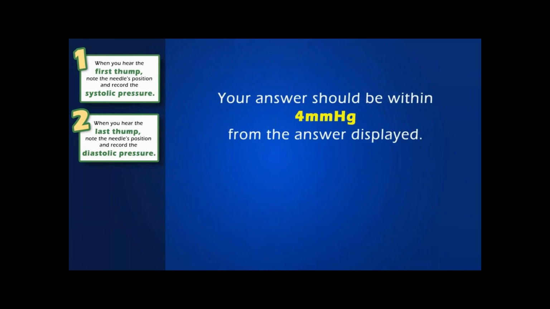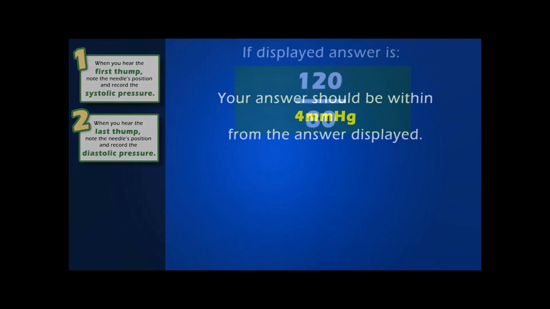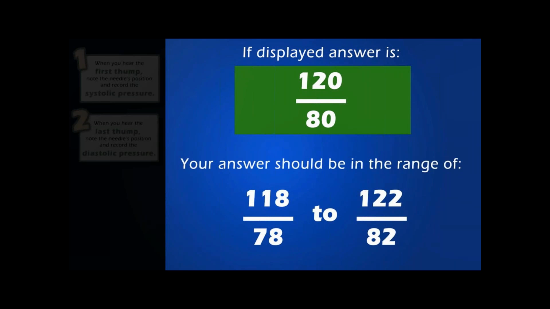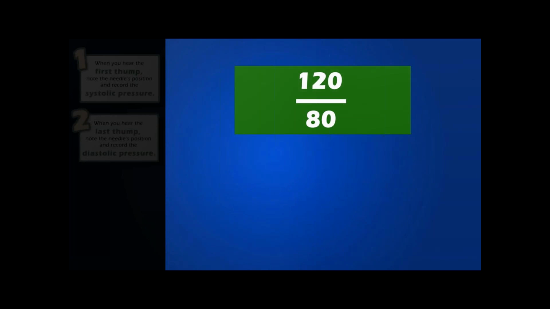Let's practice applying these two steps. Please note that your answer may be slightly different from what's displayed, but that's okay. As long as your answer is within 4 millimeters of mercury, your answers are still considered accurate. For example, if the displayed answer is 120 over 80, but your answer falls somewhere in the range of 118 over 78 through 122 over 82, your answer is still considered accurate. Of course, matching the displayed answer is the goal to achieve the most accurate answer.